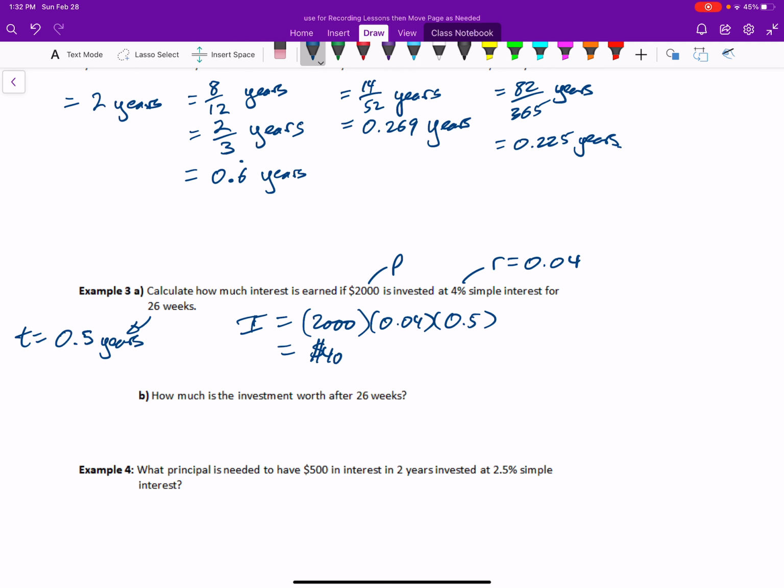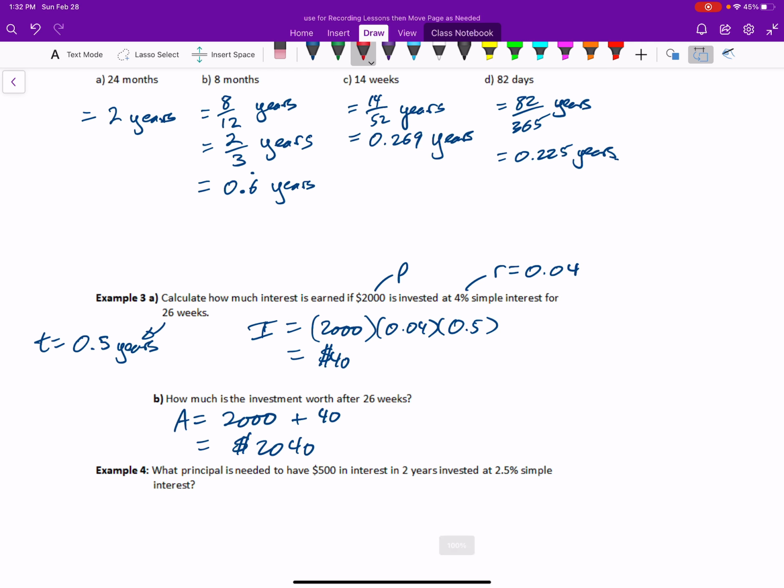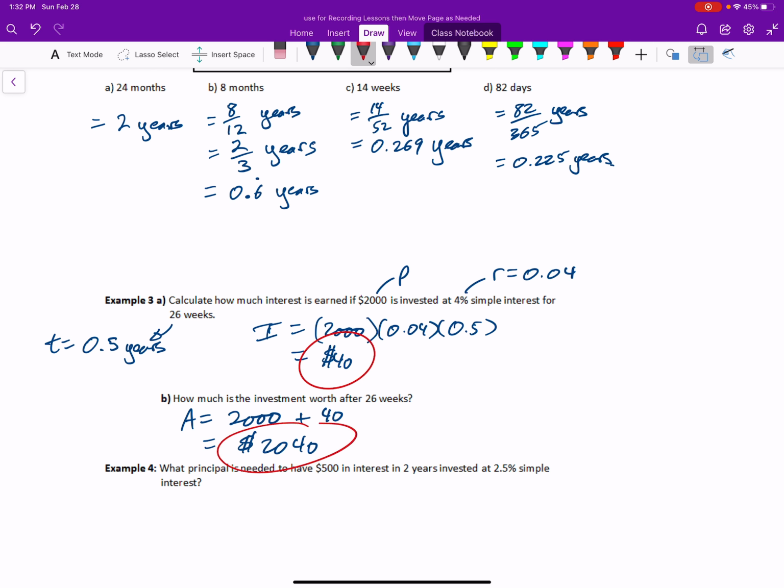How much is the investment worth after 26 weeks? Well, they're asking you to find A in this case, the final amount, because you own the original $2,000. So that's your principal plus interest, the $40. So now you are $40 richer and have an investment worth $2,040.